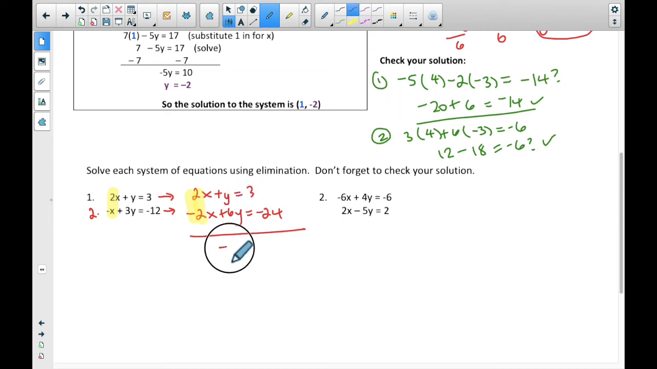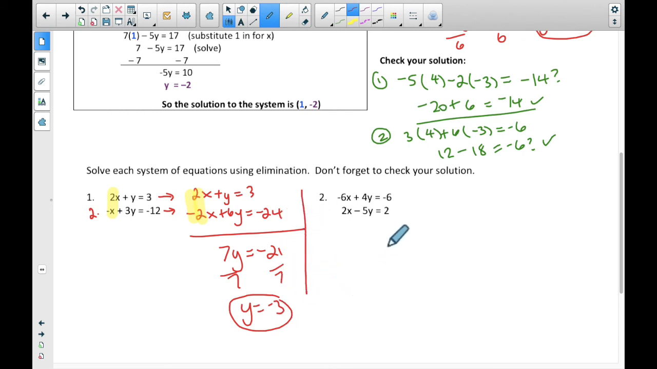So I add these now, I get 7y. Add these and I get negative 21. The x's, they dropped off. They added up to 0. I divide by 7 and I get y is negative 3. Now once again, I don't have to go back and finish the rest of the problem, but at least that's how you would start it.